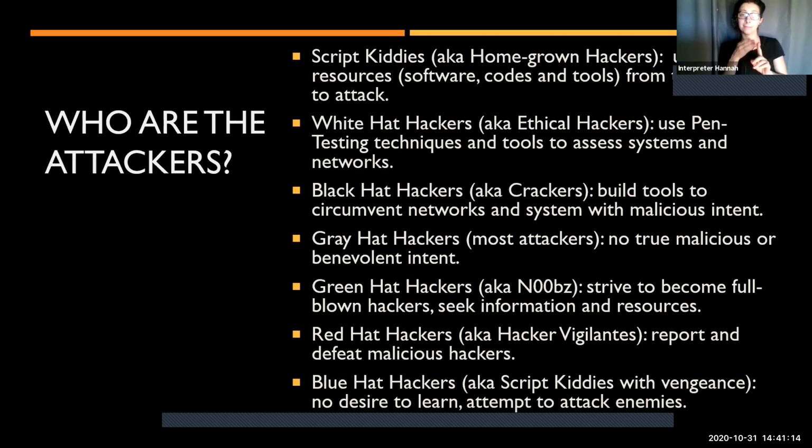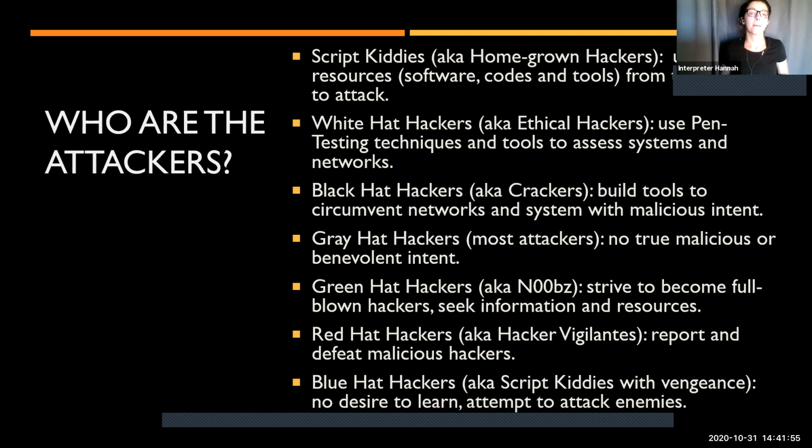Gray hat would be across, so they don't truly have a malicious intention or a benevolent intent. Some people would fall into this category in that they would cross over from the white to more of the gray side, in that they would be able to test some system, but they don't really have an intention to report it, or they don't have an intention to destroy it. So you do see some professionals that are in the gray area, depending on the scenario, coming from the white hat.